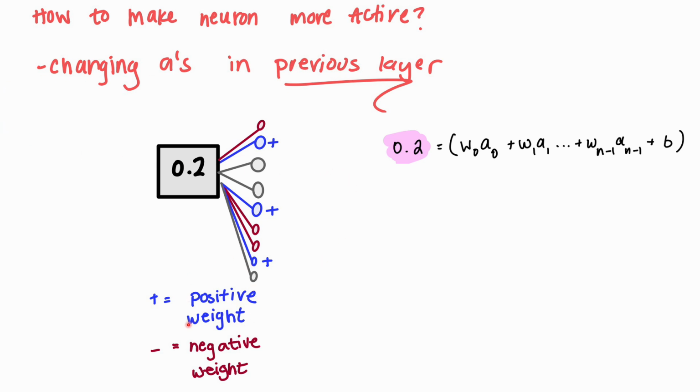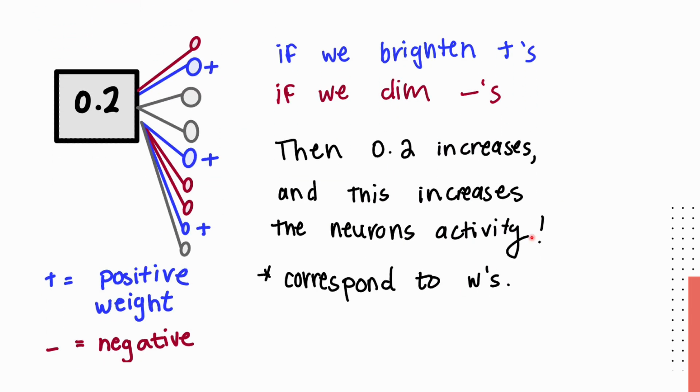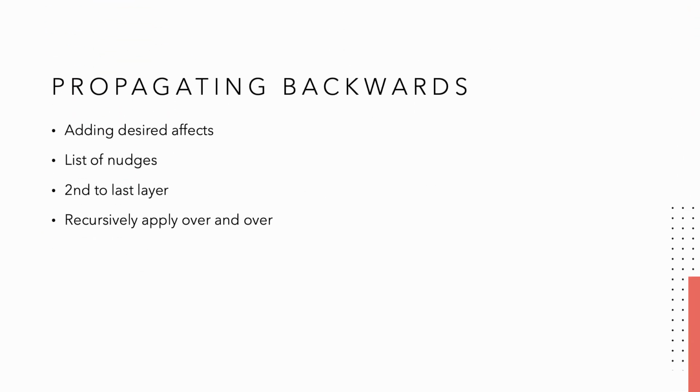So every time we see this positive weight coming in versus a negative weight, we want that positive weight to shine through more than the negative weight, because we want the positive values to have more weight than negative values. Because if the negative values have more weight, then we're not going to have as high of an output on the other side of the equal sign. Just mathematically speaking, super logical, then 0.2 increases, and this increases the neuron's activity corresponding to weight. So propagating backwards, this helps us add that desired effect that we want.